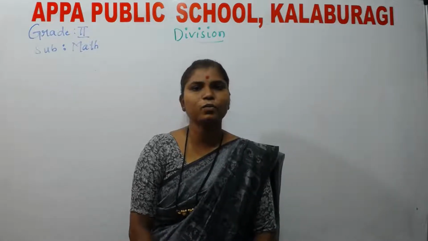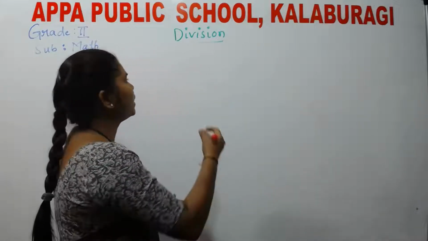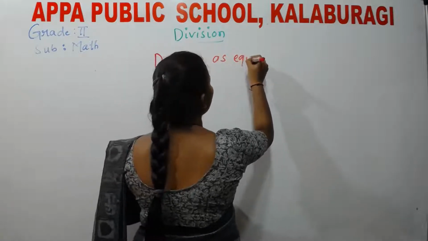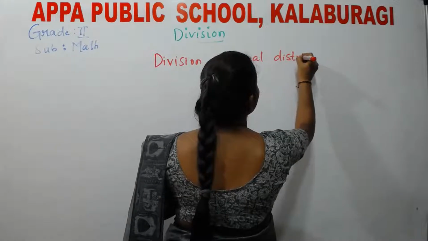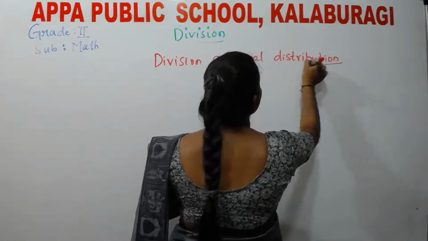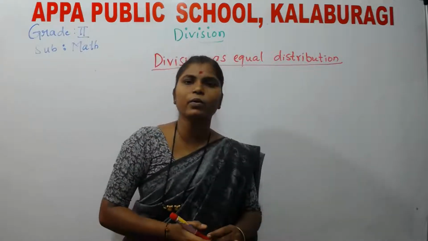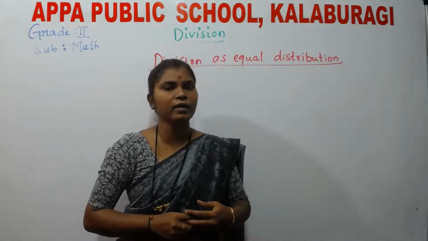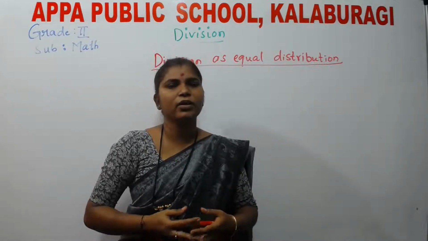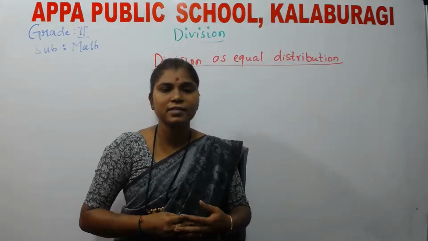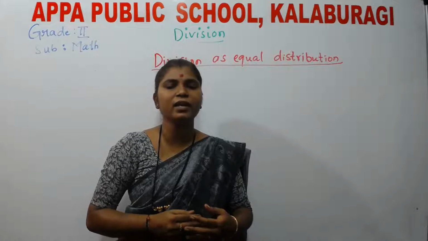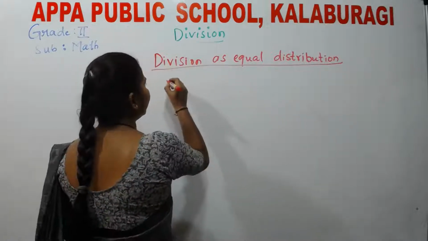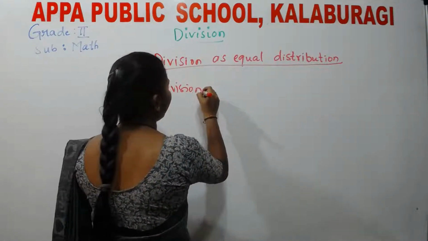Yes, in the last class we have learned division as equal distribution. In this equal distribution, we learned how to share our quantities. I have given you an example of sharing your chocolate between you and your friends, or whatever you have, your sweets, your pencils, your erasers, you are sharing equally among your friends.